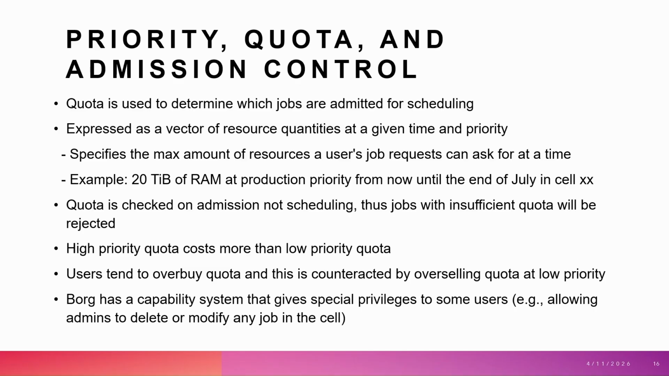In the paper, they mentioned that users tend to overbuy quota, so they can counteract this by overselling quota at a low priority. Borg also has a capability system that gives special privileges to some users, allowing admins to delete or modify any job in the cell.